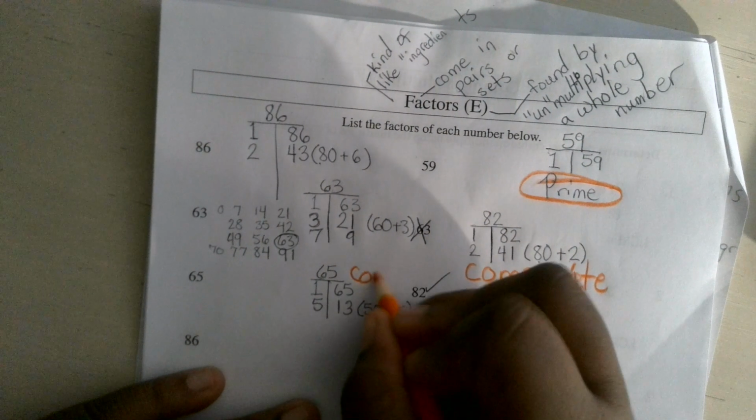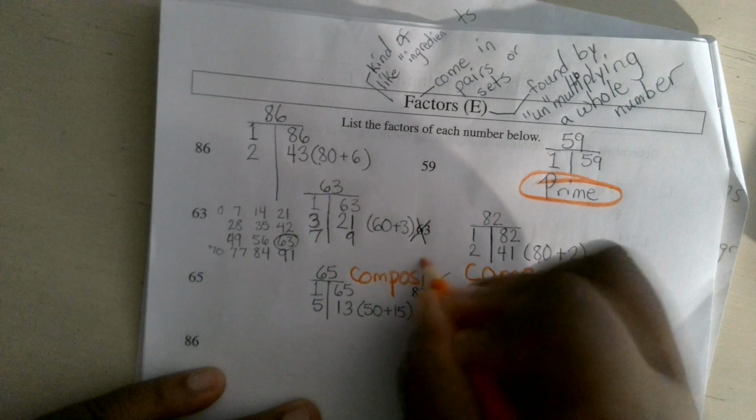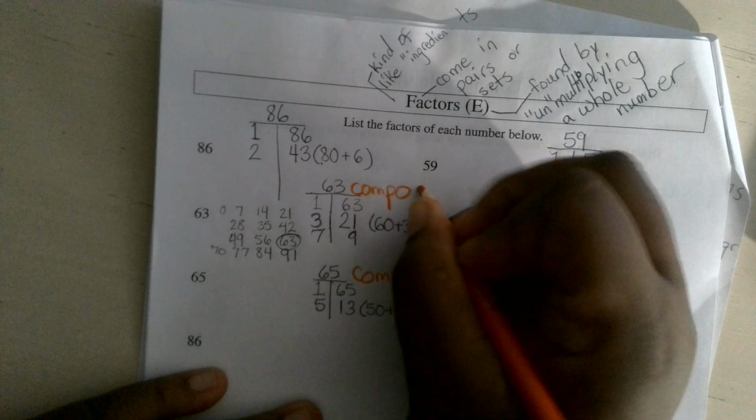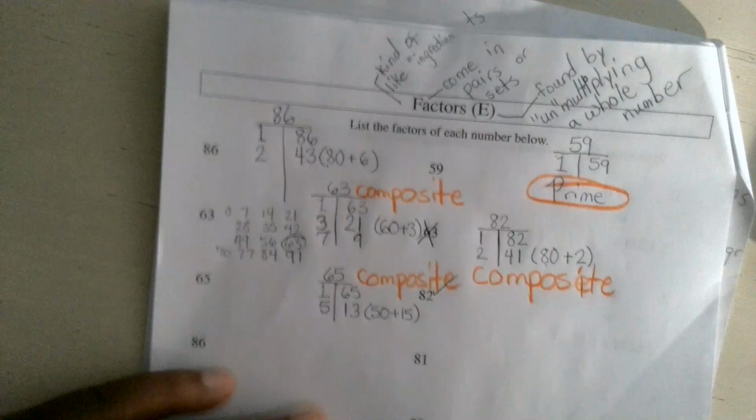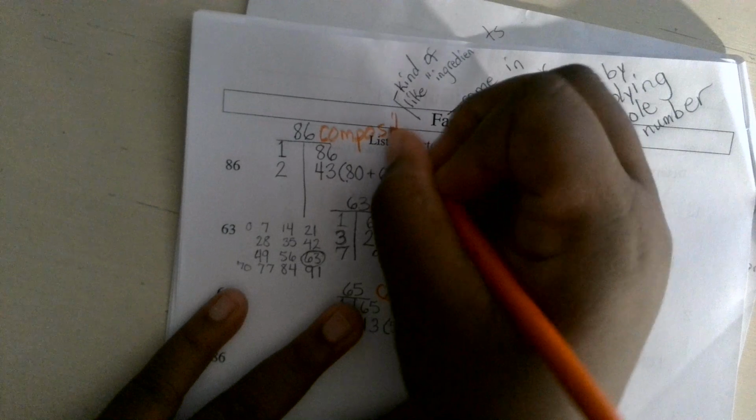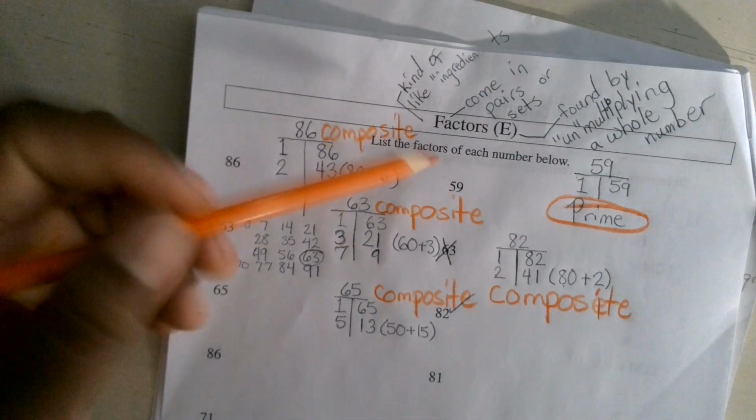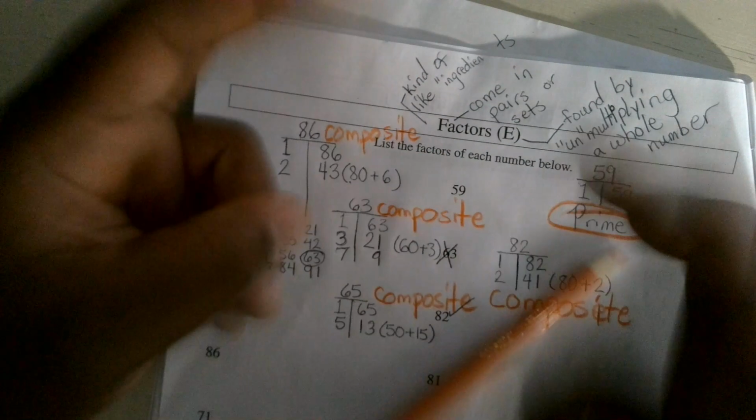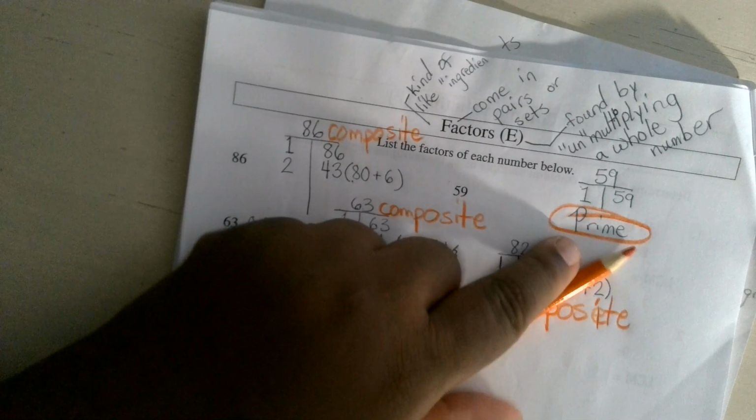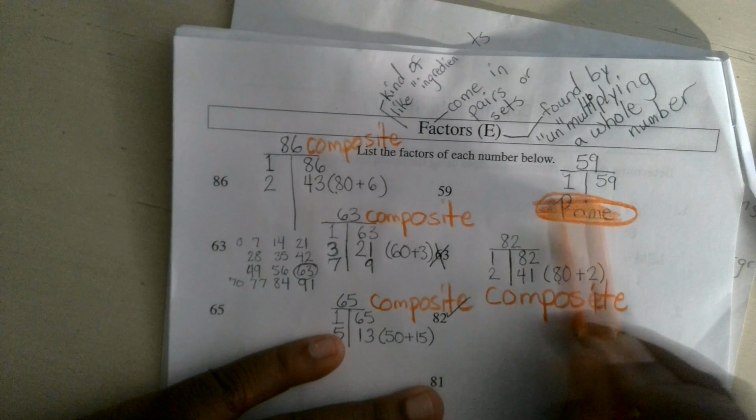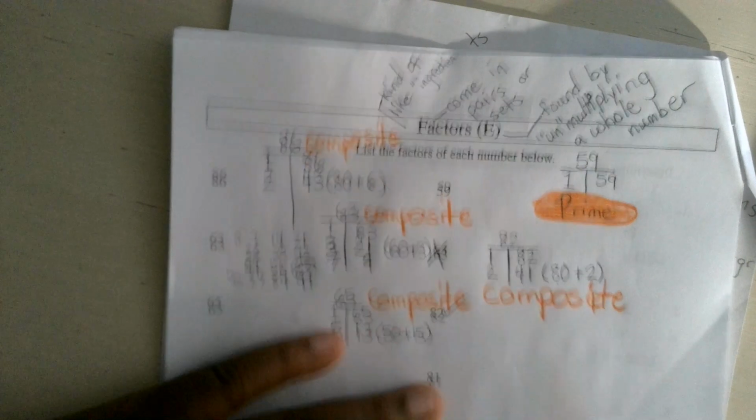So 65 is composite, 82 is composite, 63 is a composite number. There's so many ways to classify numbers after about 2nd or 3rd grade, and we have to start learning that we can classify numbers based on how many different factor pairs or how many different multiplication ingredients it has. If it has exactly 2 factors, that is a prime number. Okay? If it has more than 2, then it is a composite number. It is composed of more than just 2 ingredients.